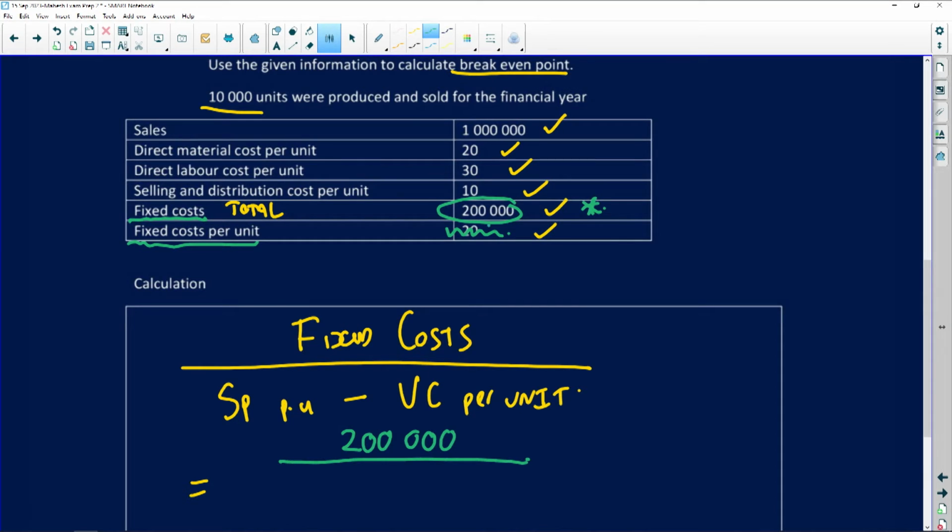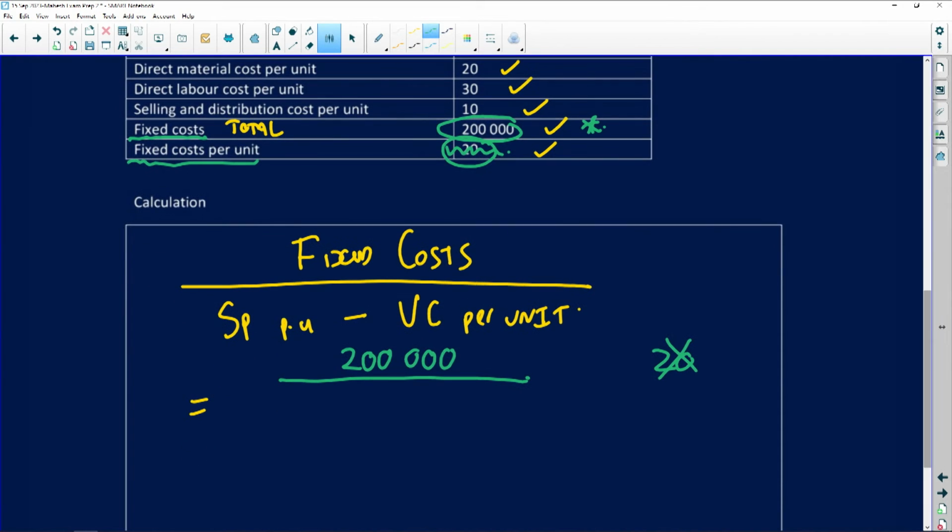Fixed cost, generally it's given to you, but if it's not given to you, remember it's your factory overheads, which is regarded as a fixed cost, plus your admin costs. So those two amounts added up gives you your total fixed costs for the year. Okay, right. So remember, do not make that mistake. Don't use 20 Rand.